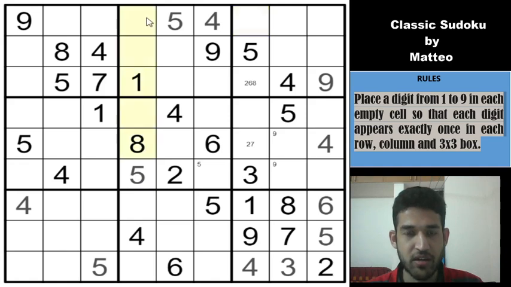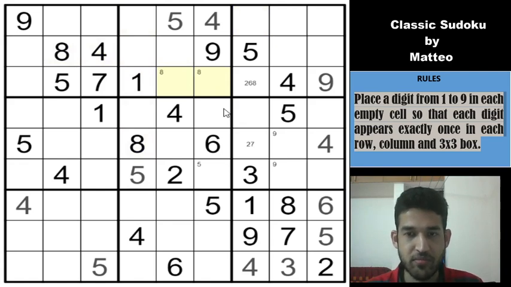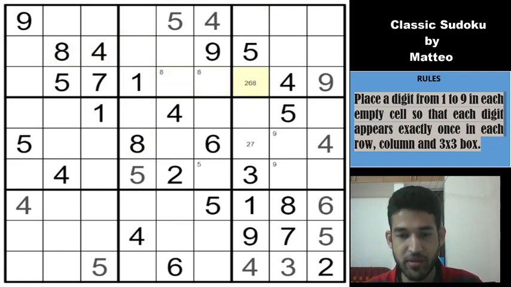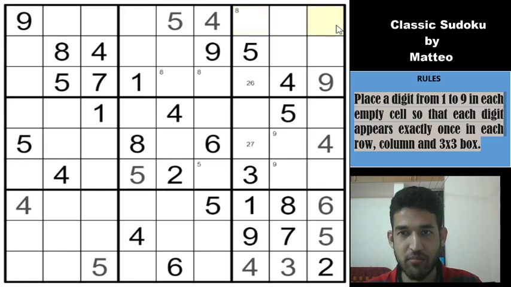There is an 8 in column 4 and 8 in row 2, which means that 8 must be in one of these cells, and that removes the 8 from here, right? So this is 2 and 6. So 8 must be in one of these cells in box 3.